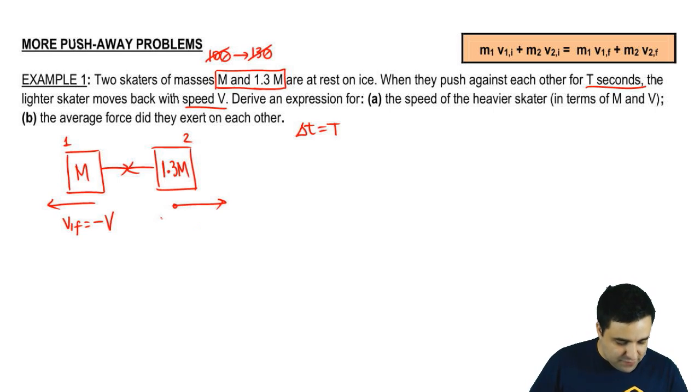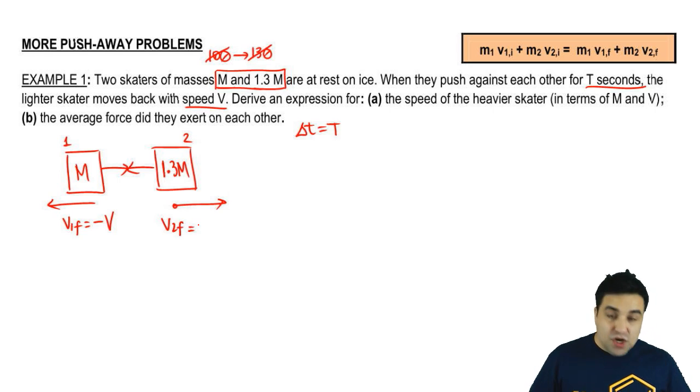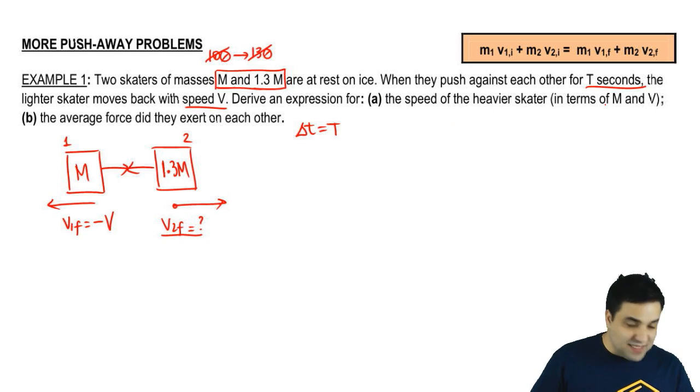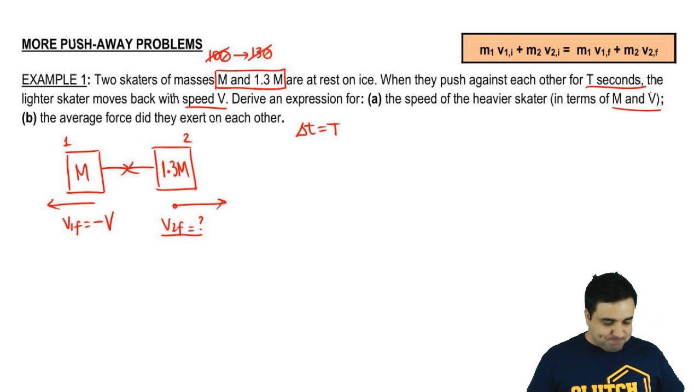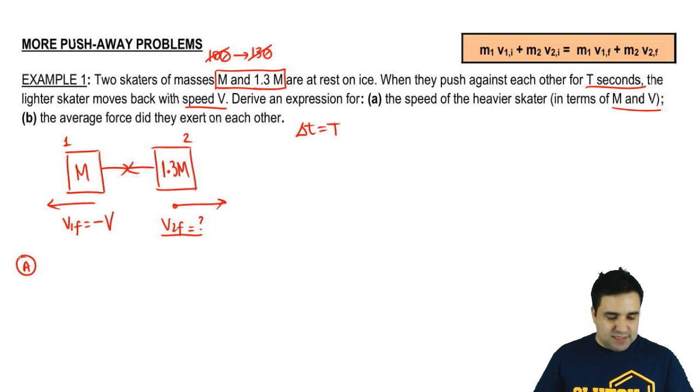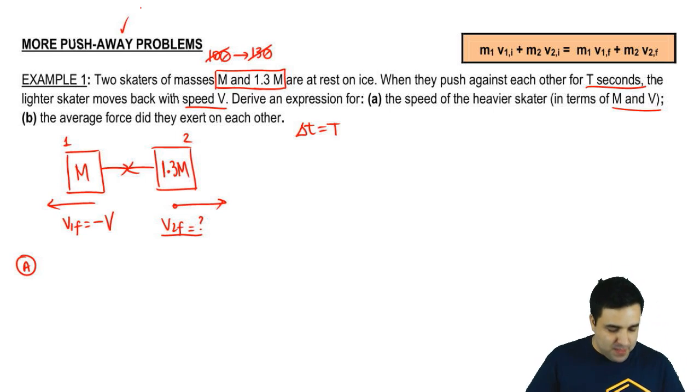The second mass, v2 final, has unknown velocity after the push, and that's what we want to know. What is the speed of the heavier skater? We want to derive an expression, which means instead of a number, we're going to have some letters, m's and v's. Okay, and the way we're going to do this is by using conservation of momentum, since this is a push-away problem.